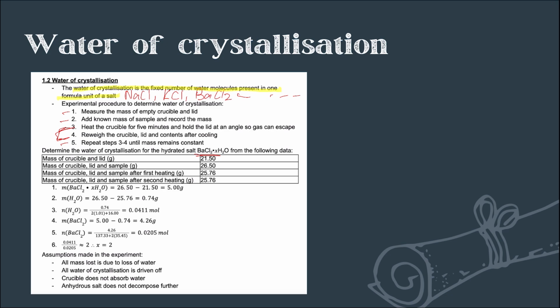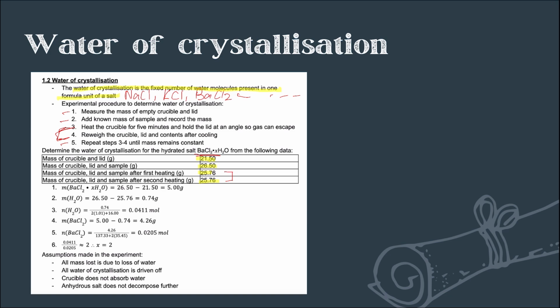So here's an example to determine the water of crystallization of the hydrated salt BaCl2·XH2O. The dot shows that it is hydrated, and the X is the number of water molecules in the formula unit of that salt. So we have the data: the mass of the crucible and the lid, the crucible and lid plus sample, and the crucible and lid plus sample after first heating and then after second heating. You will notice that after the first and second heating, there is no change, meaning that we have reached a point where all the water, theoretically, should have been evaporated off.